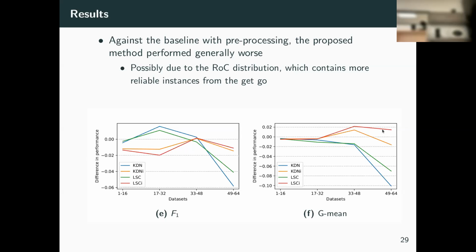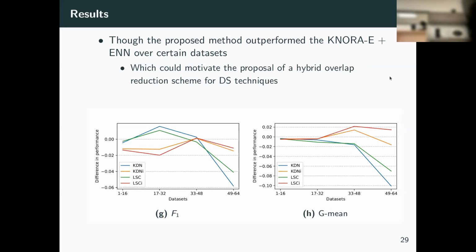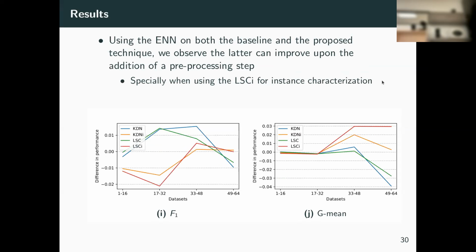But in terms of G-mean, the local set cardinality imbalance was actually still a bit better. Now using the ENN on both techniques, we can see that our technique still can provide an improvement over the baseline, also with ENN. Which suggests that the ordering can also help even if there is less local overlap.